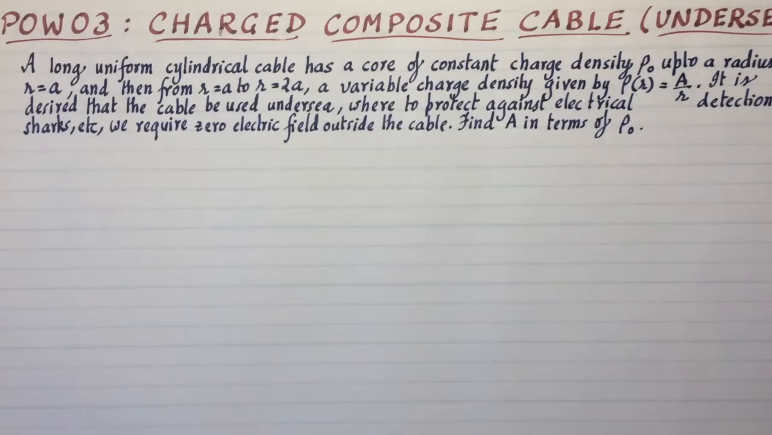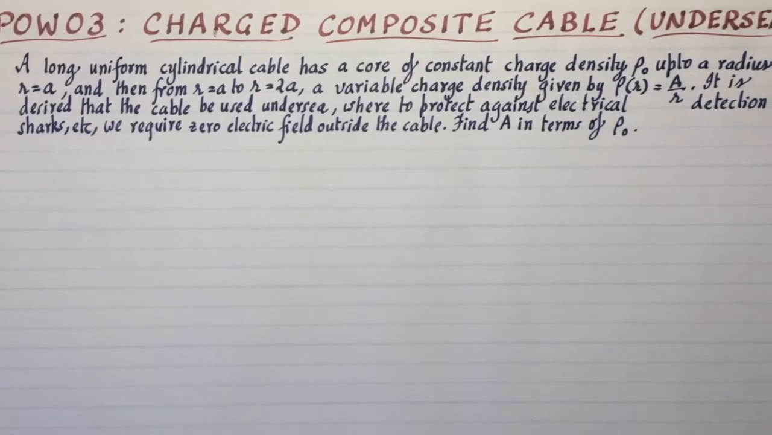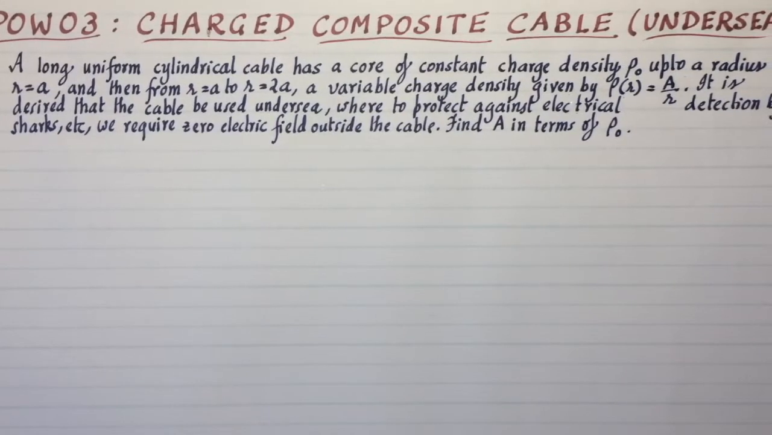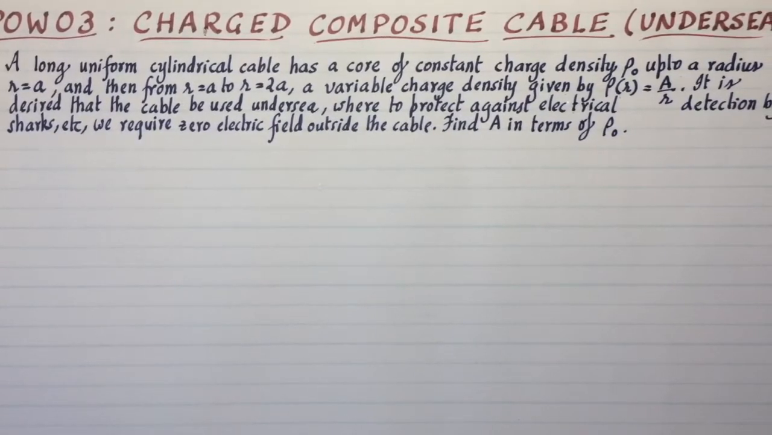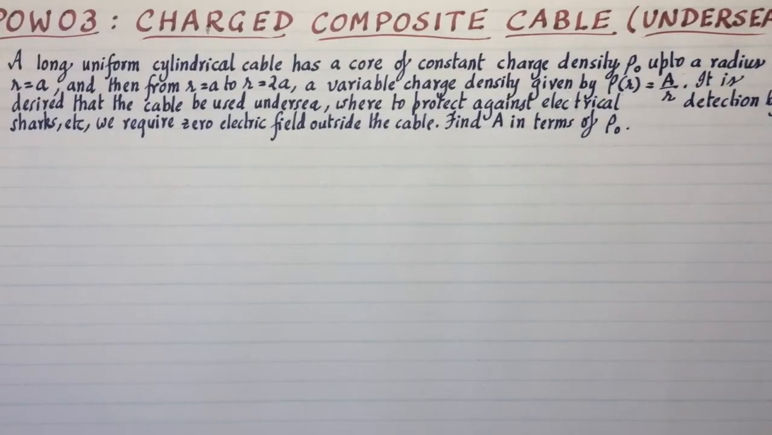Let's take a look at this problem, which consists of a charged composite cable under the ocean. So the problem statement is that we have a long uniform cylindrical cable with a core of constant charge density up to a radius r equal to a, and from a to 2a there's a variable charge density, and the requirement is that there be no field outside the cable.